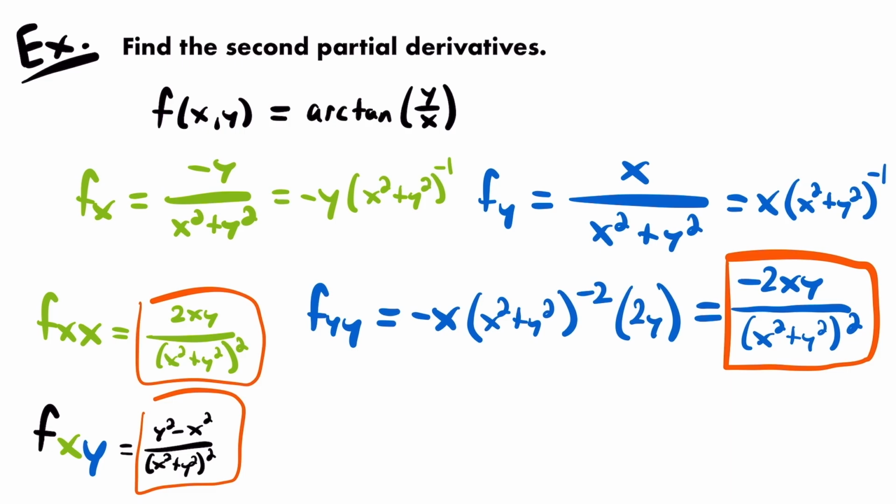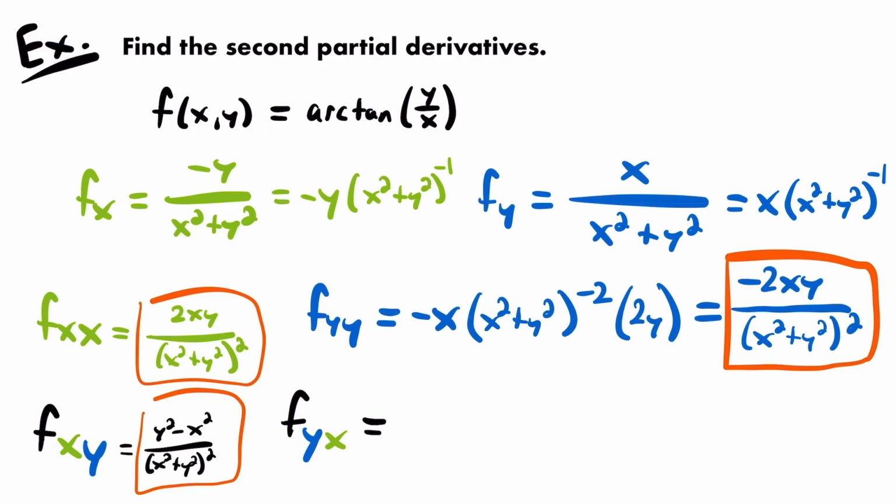And so that just leaves us with one more second partial derivative to find, which is when we take a partial derivative with respect to x of fy. So that would be f sub y x. Okay, so at the end, we should get the same thing that we got for f sub xy, but I'm not just going to rewrite the function. I do want to show you where it comes from. So let's take a partial derivative with respect to x of fy.